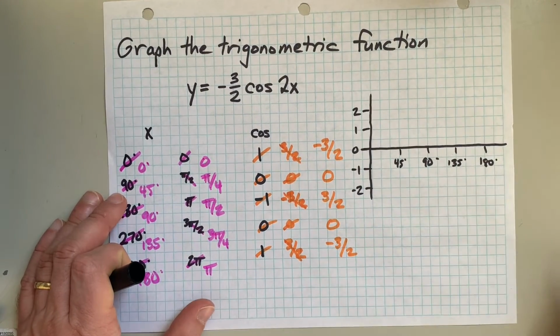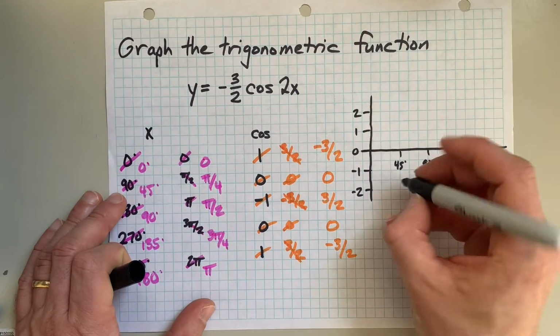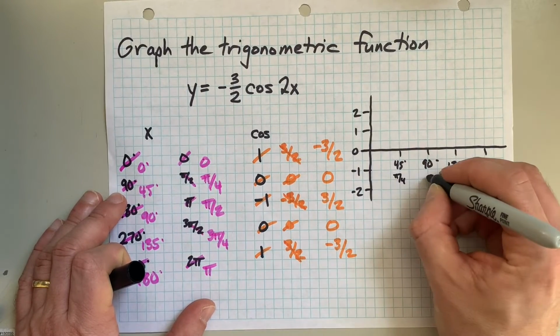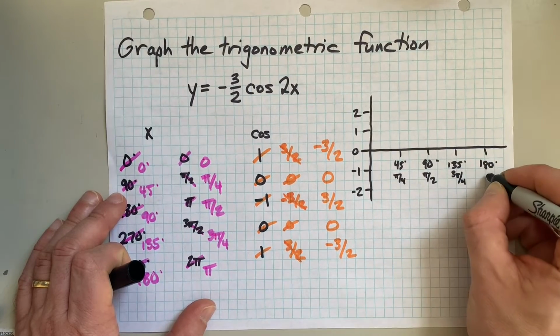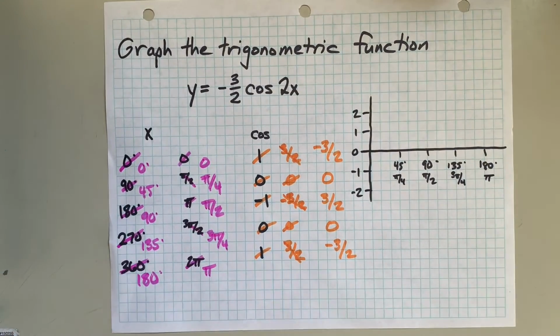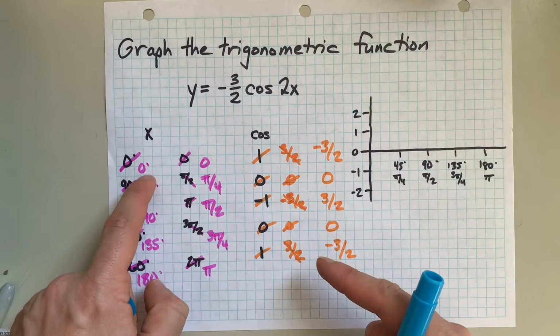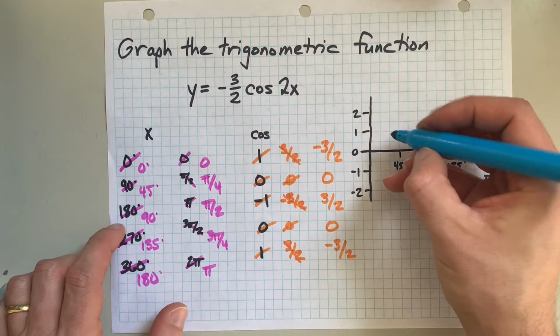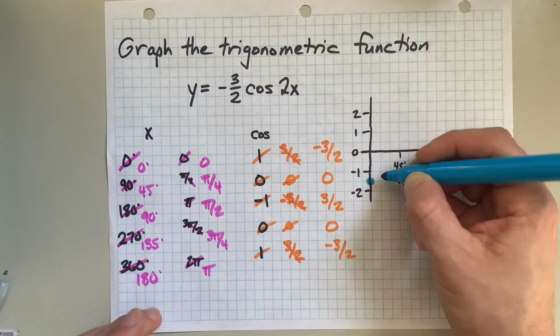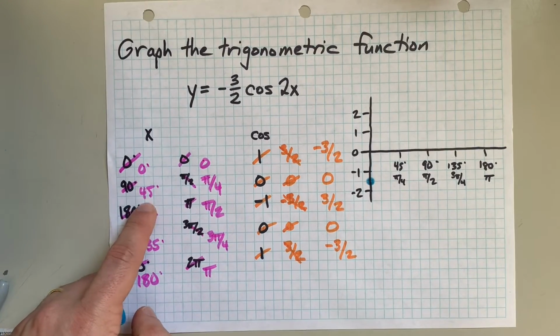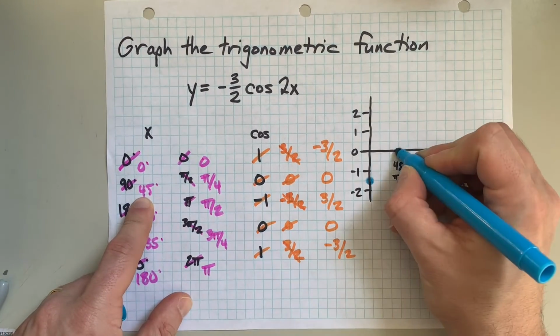Hope you liked what I did there. And I'll put the radian ones in here for you too. That's pi over 4. That's pi over 2. That's 3 pi over 4 and pi. Great. But now I'm going to put down the points, right? I've got a first point at 0, -1.5. I've got a point at 45 degrees, 0.